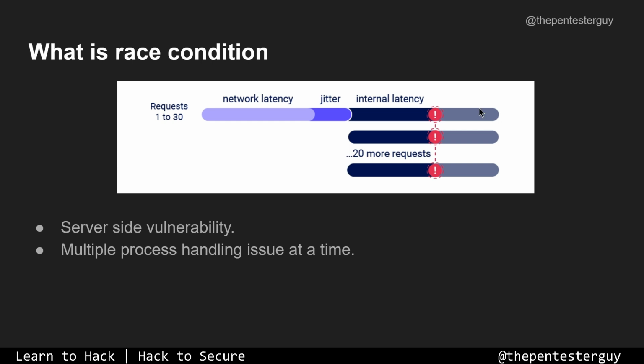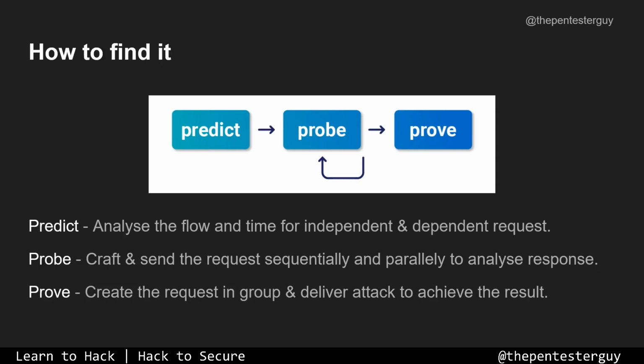After that, the thing that you see here, the exclamation mark surrounded by a circle, is the race window, and the race window is the core thing that we need to understand to find out whether the application is vulnerable to race conditions or not. So how do we find it? There are 3 stages to find it. The first one is predict, the second one is probe, and then prove it.